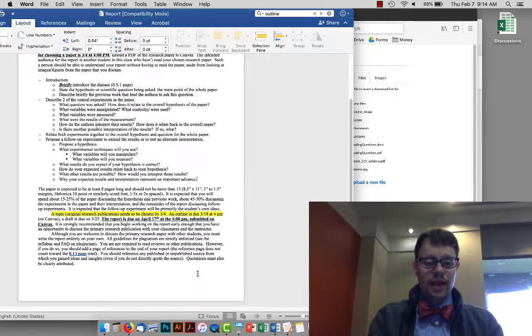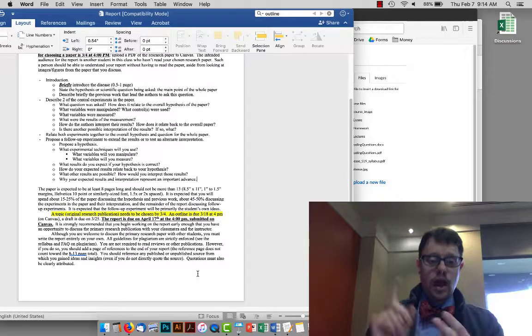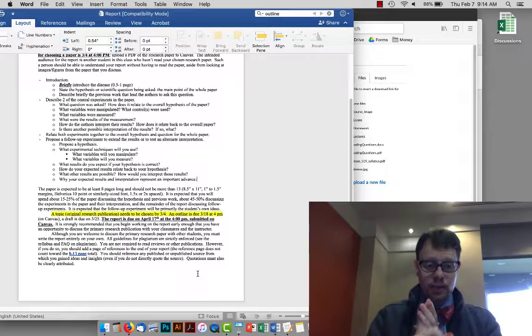In terms of deadlines, you need to choose your paper before spring break, March 4th. You need to have an outline on March 18th. A week later, you need to have a first draft that's complete. And then a final draft is due about 3 weeks later on April 17th. All of these things are going to be submitted on Canvas, and I strongly recommend that you begin working early on all of this.